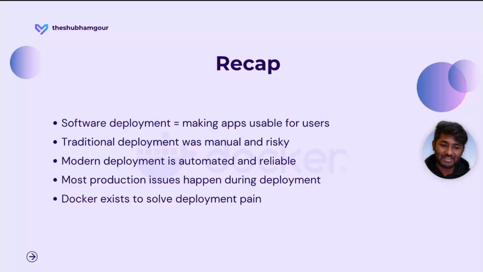So let us do a recap. What is software deployment? Software deployment is taking your app and making it available to the user. What was traditional deployment? Traditional deployment was everything we used to do manually. It was very manual, and second, it was risky. We came across a new term, modern deployment, which is done in an automated manner, and this is where Docker comes into the picture. Most production issues happen during deployment time, and that is something we learned in this video. And who is the lifesaver for us here? It's Docker, which exists to solve this pain point of deployment.